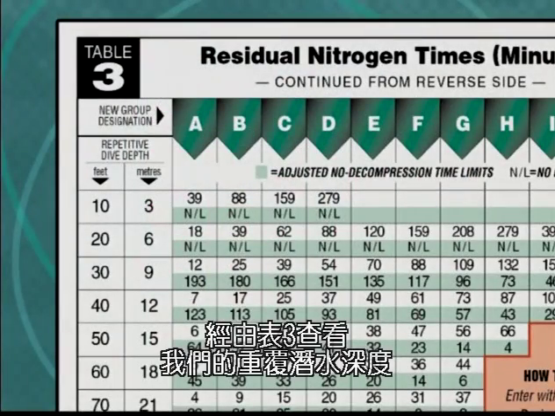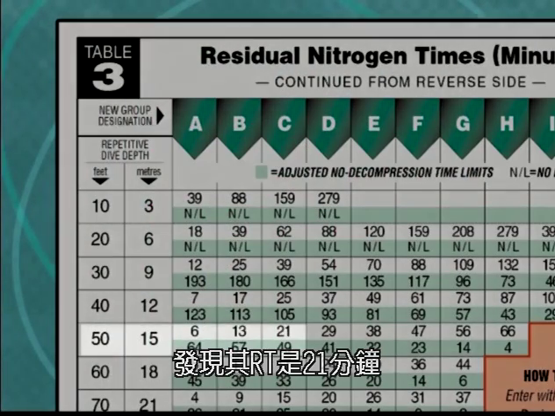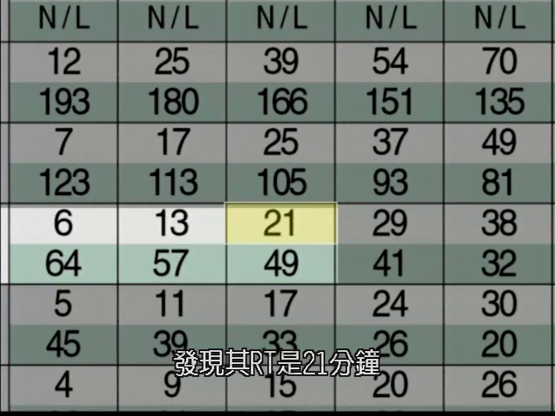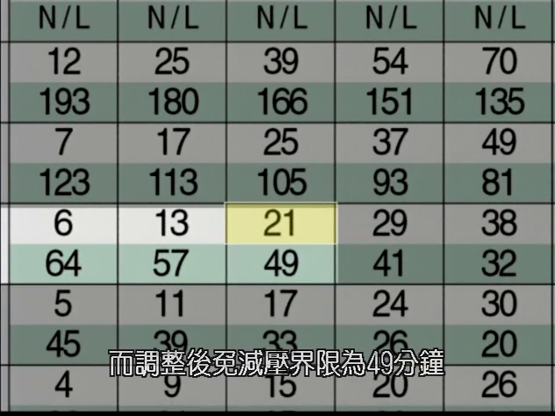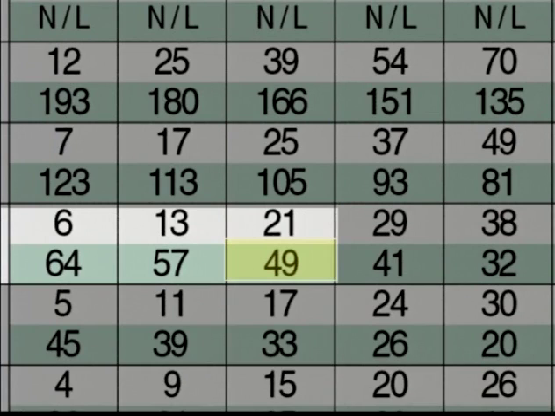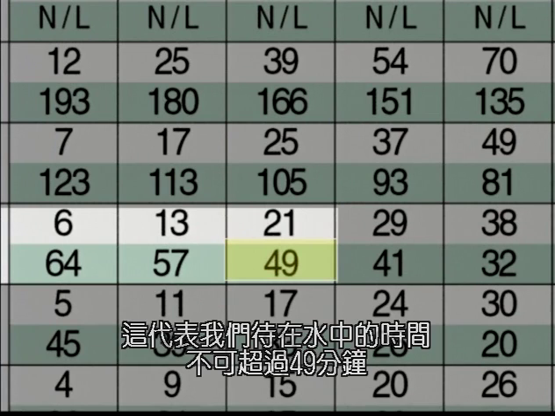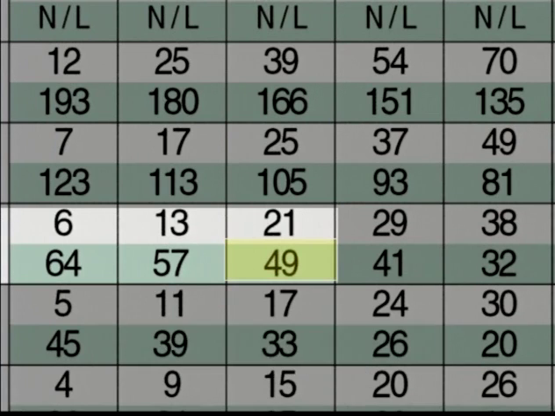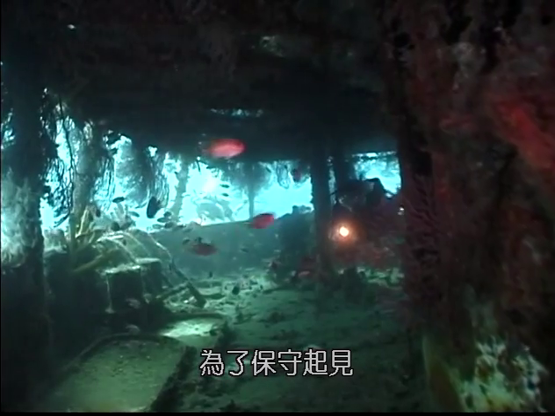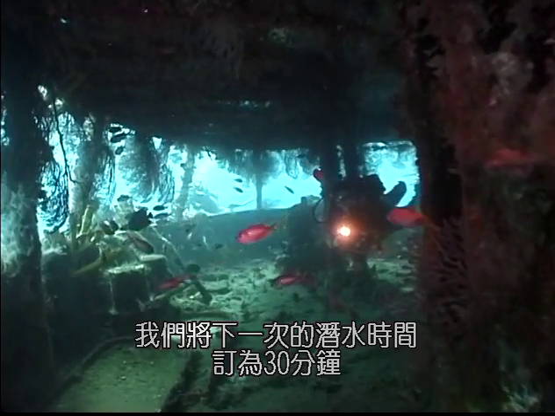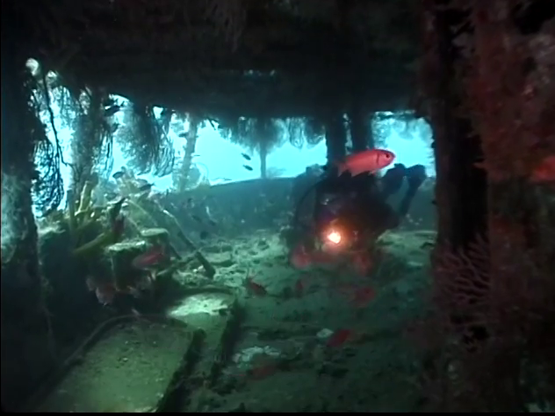On our next dive, we will be diving a wreck located at 50 feet or 15 meters. By checking the repetitive dive depths on Table 3, we see that our RT is 21 minutes, and our adjusted no decompression limit is 49 minutes. This means the time we spend underwater cannot exceed 49 minutes. To be conservative, however, we will plan for a bottom time of 30 minutes.